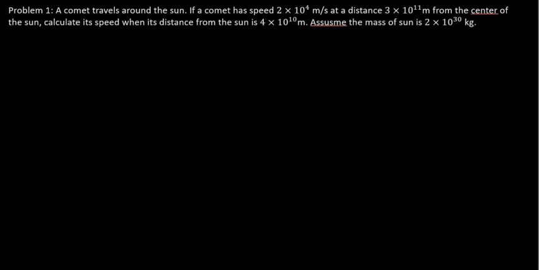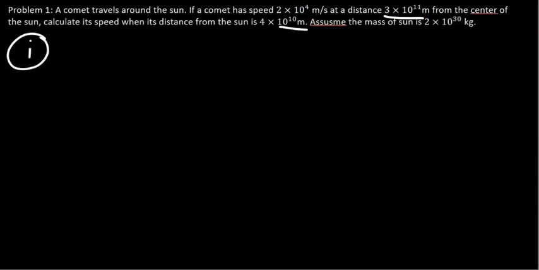To give you an idea of how this calculation goes, let's look at problem 1. A comet travels around the sun. If the comet has a speed of 2 times 10 to the power 4 meters per second at that distance from the center of the sun, calculate its speed when the distance from the sun is 4 times 10 to the power 10 meters. Assume the mass of the Sun is 2 times 10 to the power 30 kg.